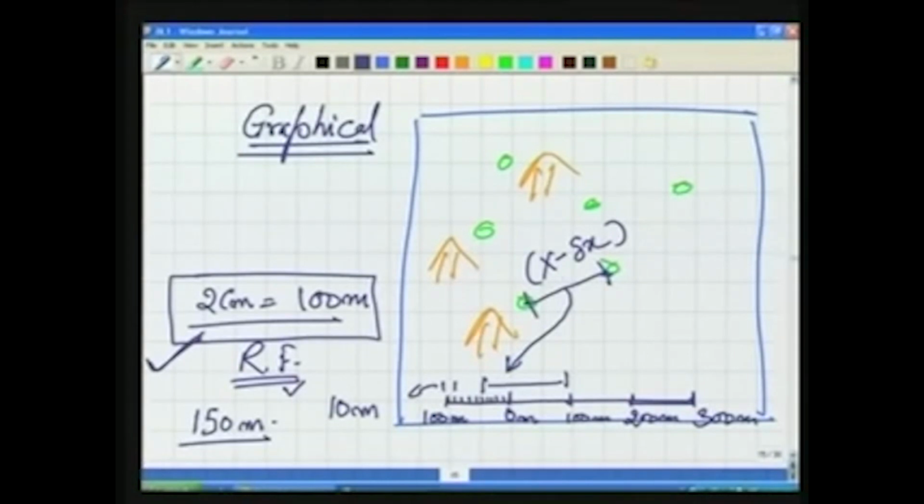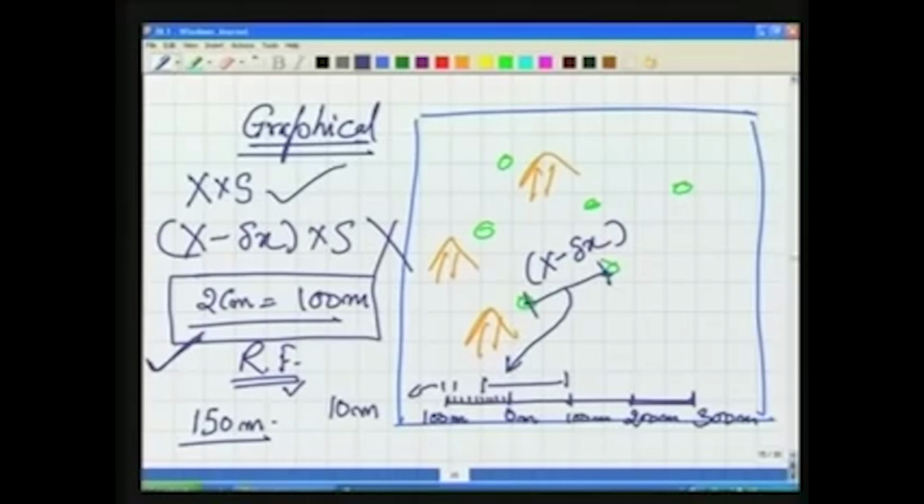So, what will happen, you will compute a distance which is wrong, because there in the ground the distance is x multiplied by the scale, not x minus delta x multiplied by scale. This is correct, but we will do it like this, because what we are measuring on the map is x minus delta x. We do not know what was the x unless we know the amount of the shrinkage.